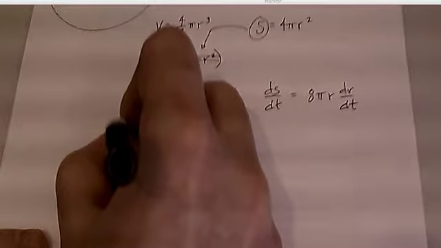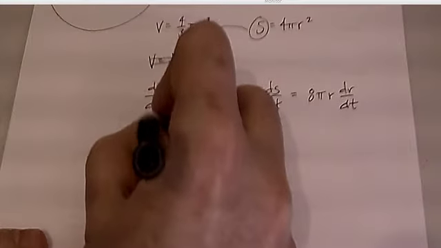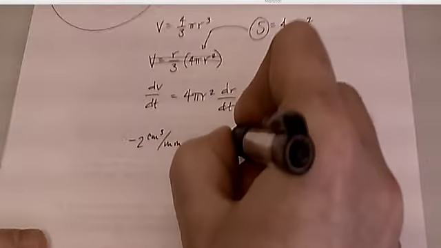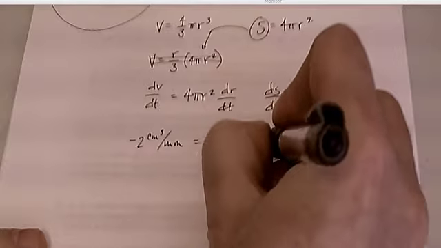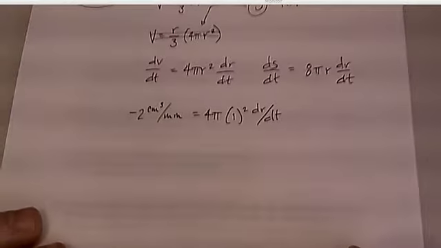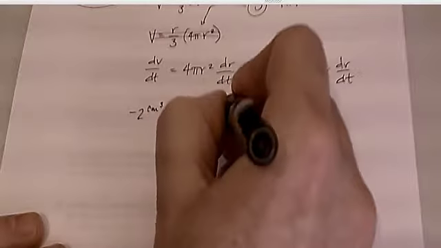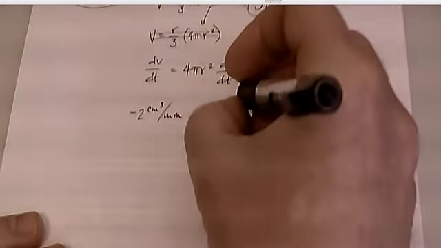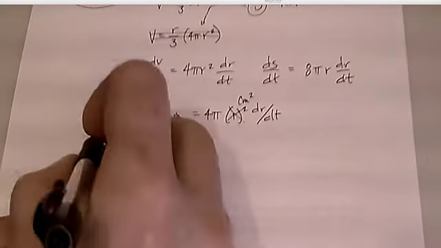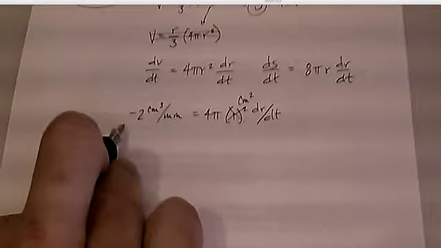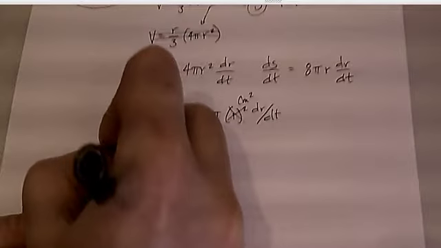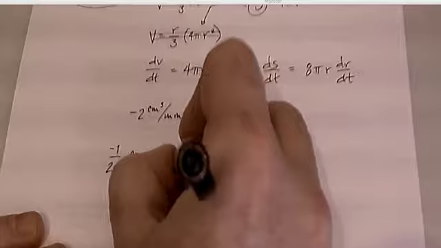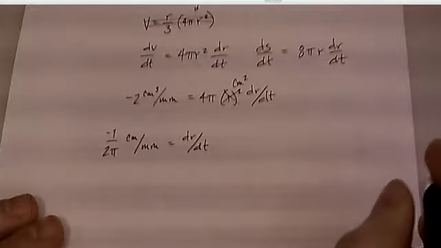So you know that dV/dt is negative 2 centimeters cubed per minute, and you know that this is 4 pi r squared dr/dt. Well, that's 4 pi, because 1 squared is not really worth talking about. Of course this is centimeters squared, so when you divide, you wind up getting negative 2 over 4 pi, or negative 1 over 2 pi centimeters per minute, and that is dr/dt.